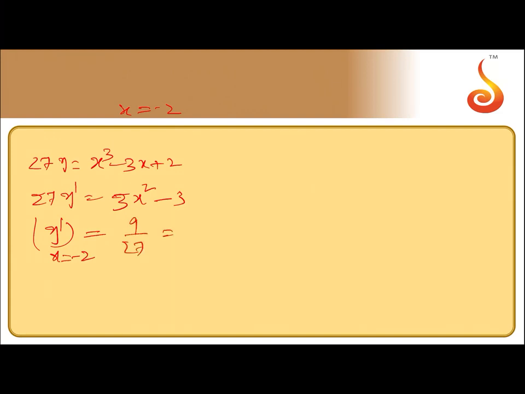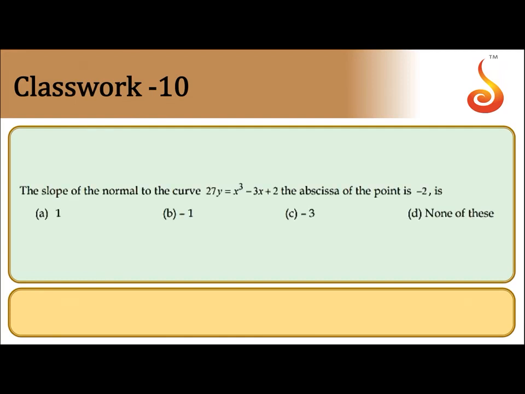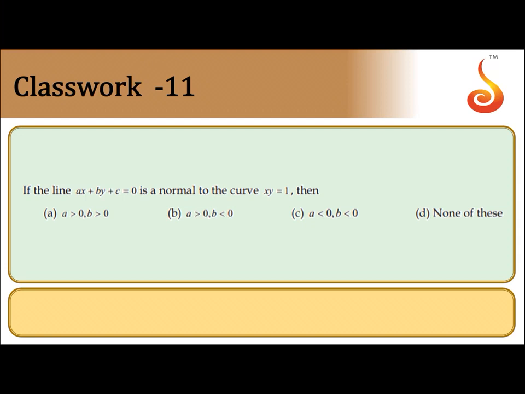12 minus 3, 9 by 27, that is equal to 1 by 3. Slope of a normal is equal to minus 3. Answer is equal to minus 3. Clear?